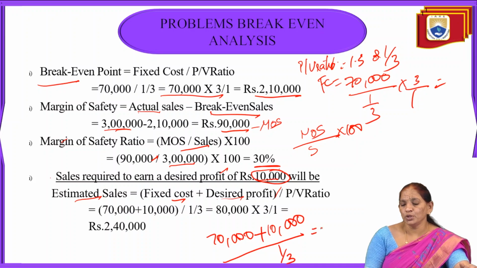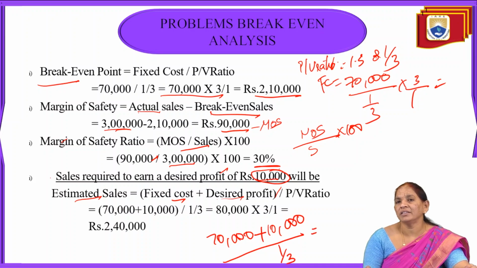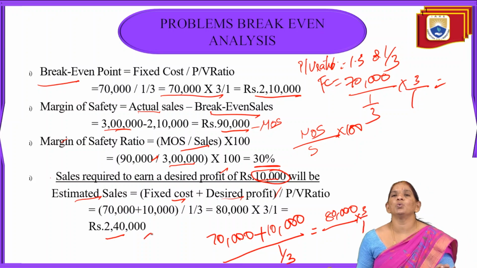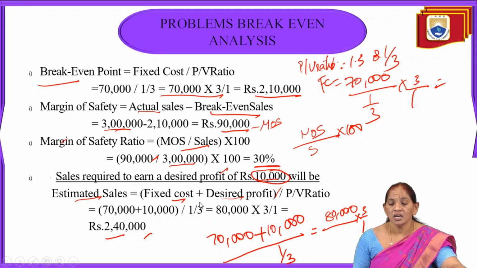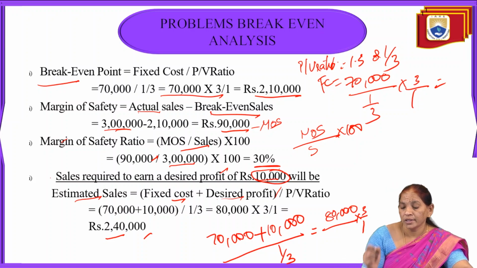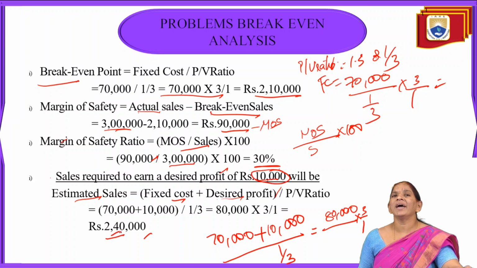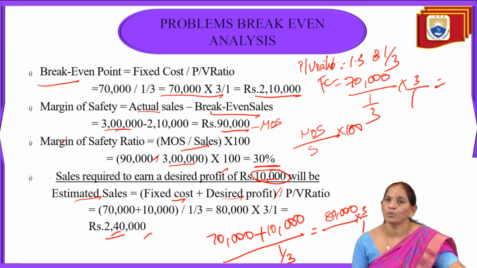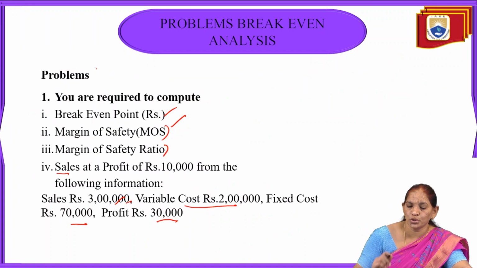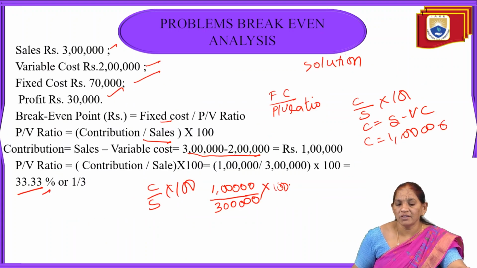So we get 80,000 divided by 1 by 3, which is 80,000 into 3 by 1. We are able to get 2,40,000. It means if the organization wants 10,000 rupees of profit, extra profit more than BEP, then it has to sell 2,40,000 rupees.